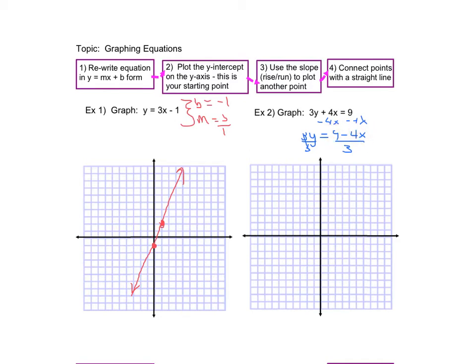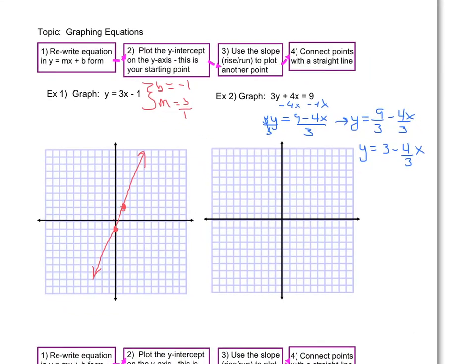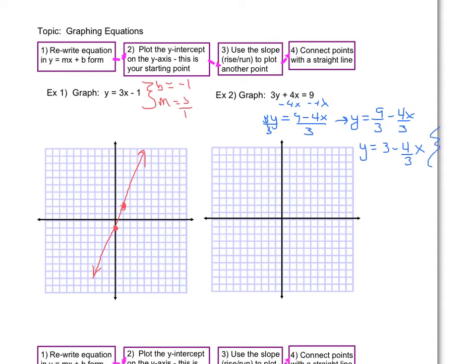So I'm going to separate this, making this equation y equals 9 over 3 minus 4x over 3. Well, I can simplify 9 over 3, giving me y equals 3 minus 4 over 3 x. So then I can say, well, that's very helpful because now I know that my b, my y-intercept, is 3, and my slope, my m, is -4/3. And I can go ahead and follow the rest of my steps.